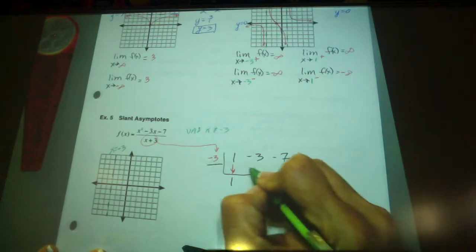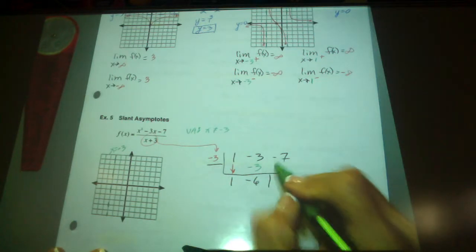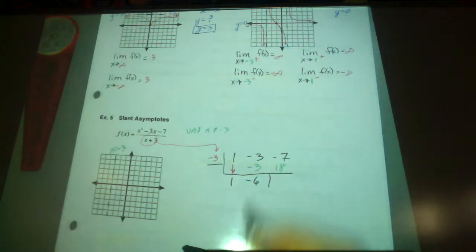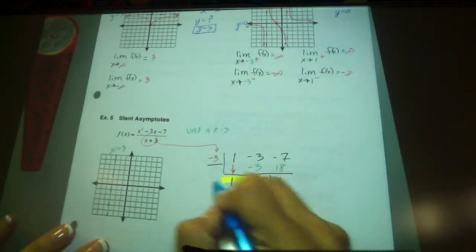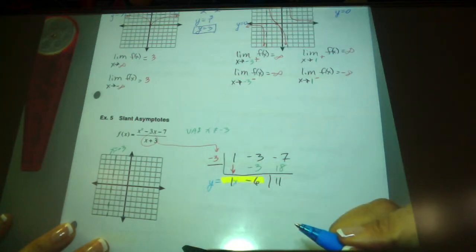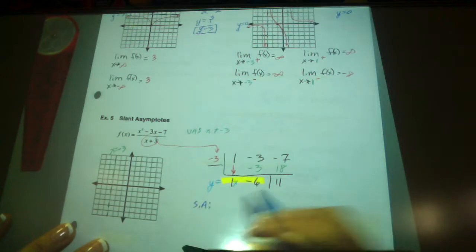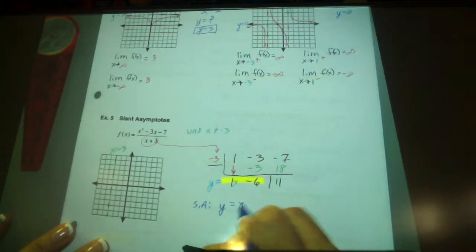-3 times 1 is -3. Add down is -6. -3 times -6 is positive 18. Add down is 11. I don't care about the remainder. All I care about is that. And so that should be in y equals mx plus b form. So this is y equals, it was x squared, and now this is an x. So my slant asymptote is y equals x minus 6.